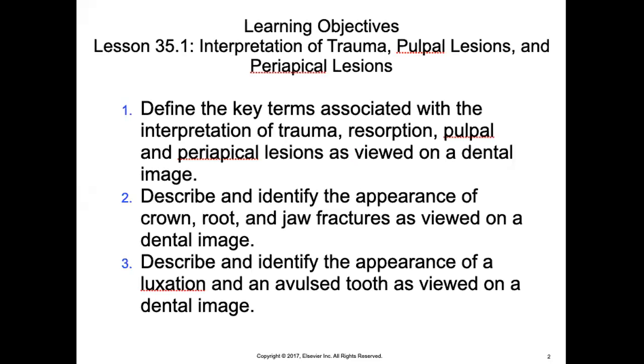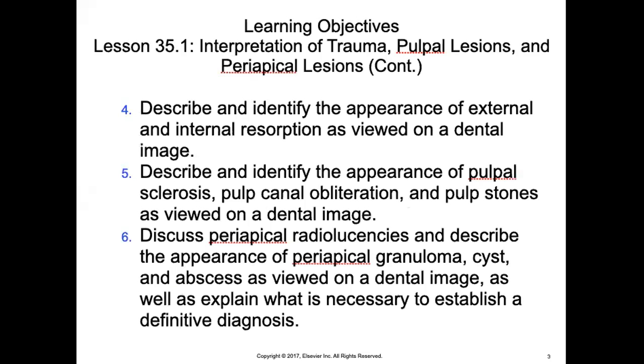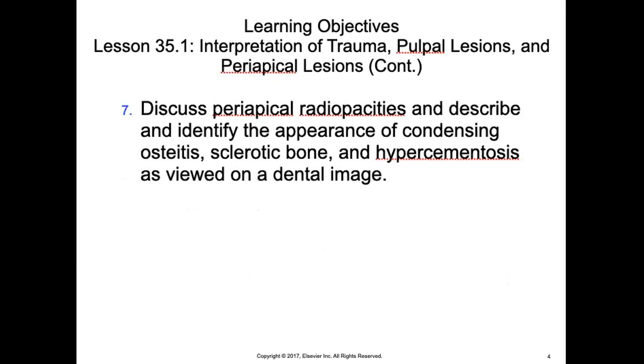So what we're going to talk about here is the appearance of the roots, the crowns, and jaw fractures as viewed on a dental image. We'll talk about the appearance of luxation and an avulsed tooth, also the appearance of external and internal resorption, pulpal sclerosis, pulpal canal obliteration, and pulp stones, as well as periapical radiolucencies such as periapical granulomas, cysts, abscesses, as well as periapical radiopacities, and describe and identify the appearance of condensing osteitis, sclerotic bone, and hypercementosis.